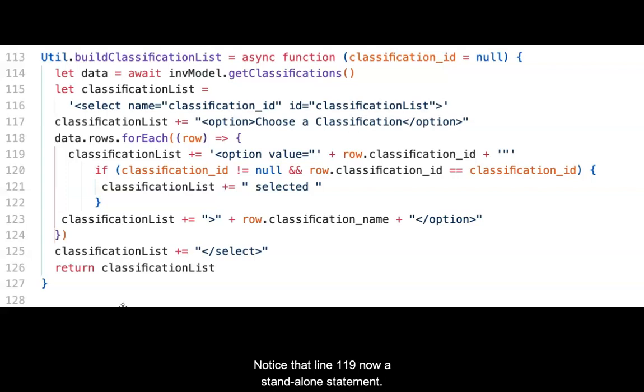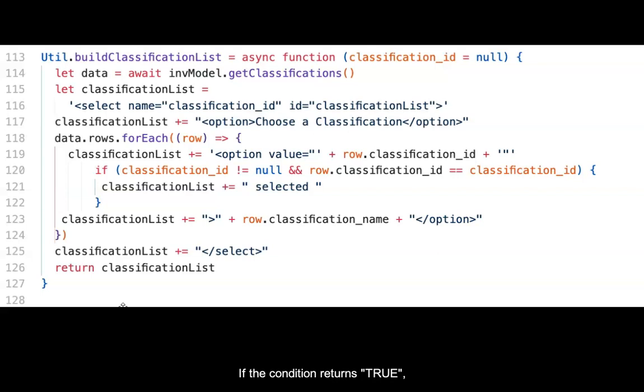Notice that line 119 is now a standalone statement. There is no JavaScript concatenation symbol, the plus sign, at the end of the line as existed previously. Line 120 uses an if structure to test if classification ID is not null and if it matches the value of the array currently being examined in the loop.